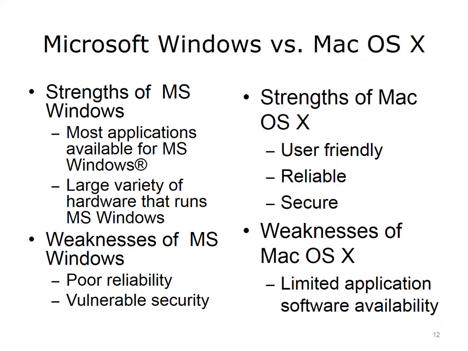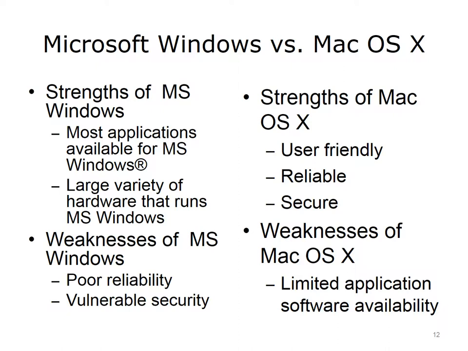When comparing Windows versus Mac OS X, the biggest strength for the Windows OS is the large number of applications available, as well as all of the compatible hardware and devices. Conversely, the weakness of Mac OS X is the limited application software availability. Some software is simply not available for Mac OS X.